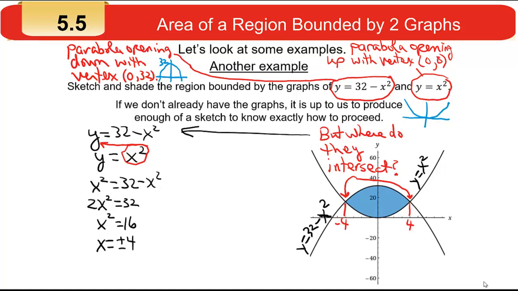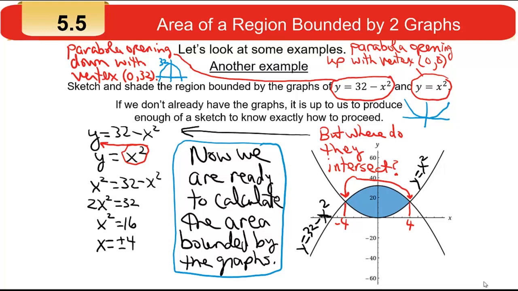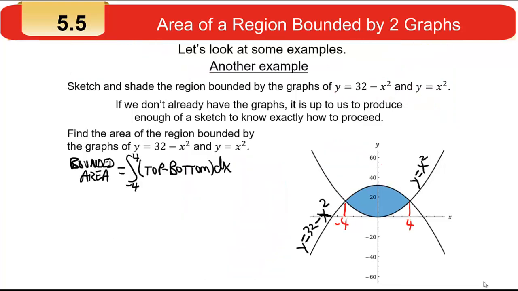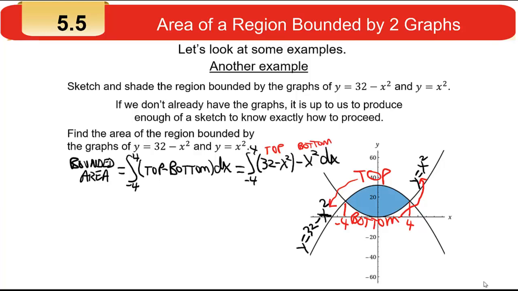So now you know that the left-hand intersection point has an x value of minus 4, and the right-hand endpoint has an x value of positive 4. So that tells you you have to integrate from minus 4 to 4, with the top curve minus the bottom curve. So we're set to do that now. Again, it's the top minus the bottom. We're going from minus 4 to 4. The top curve is the 32 minus x squared. The bottom curve is the x squared. And we're going from minus 4 to 4.